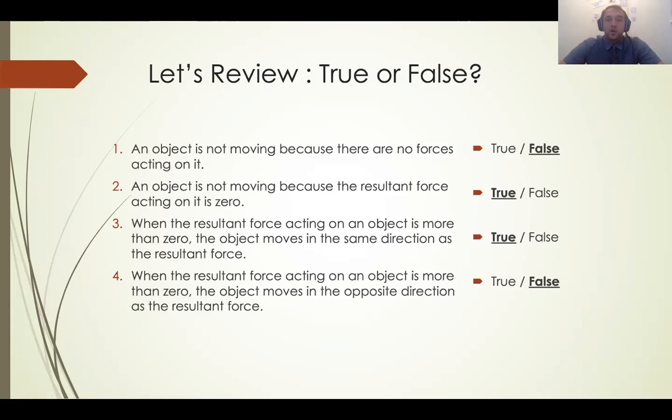So, an object is not moving because there are no forces acting on it. That's false. Number 2, an object is not moving because the resultant force acting on it is 0. That's true. When the resultant force acting on an object is more than 0, the object moves in the same direction as the resultant force. That's true, which makes the last one, when the resultant force acting on an object is more than 0, the object moves in the opposite direction as the resultant force, false.